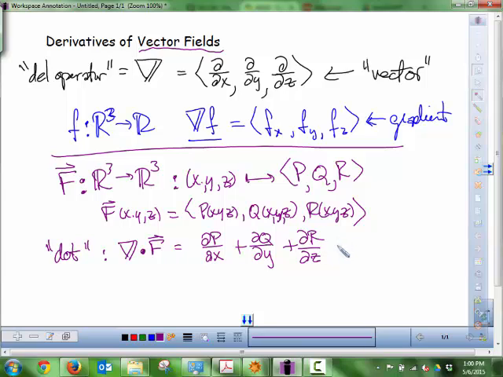So this is called the div. And the div is short for divergence. And we'll see later on why this is called the divergence.